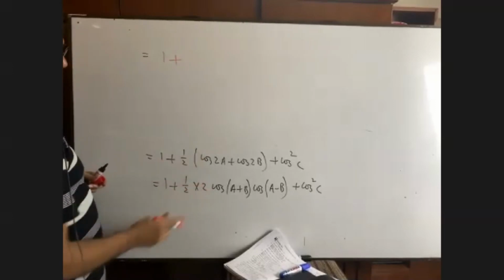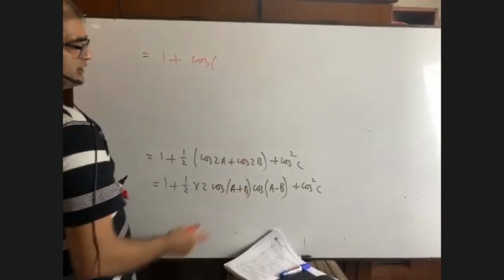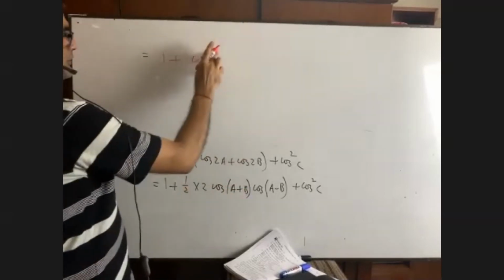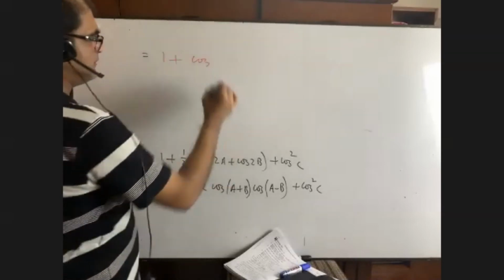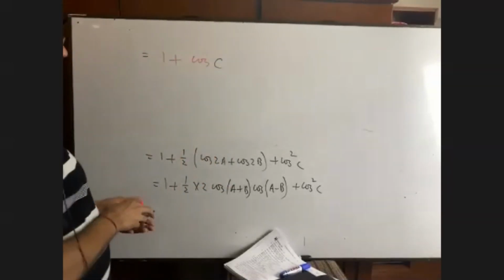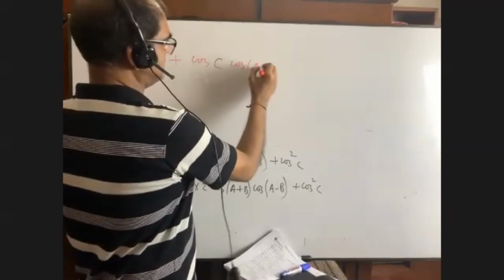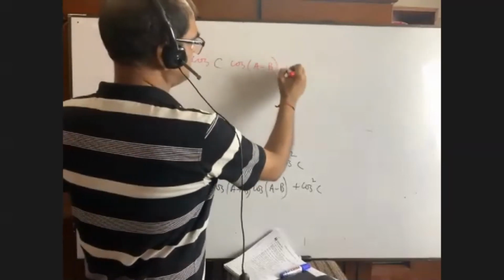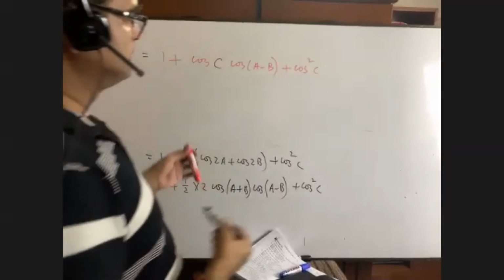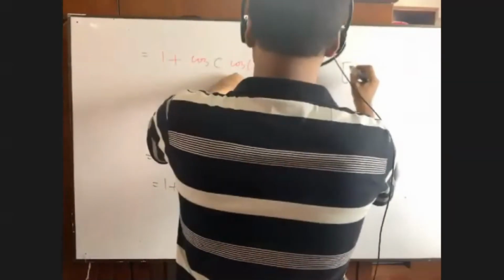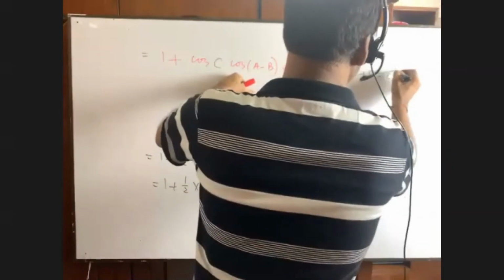Okay, 2 will be omitted. So we'll be left with cosine. What is the value of A plus B? Just let me know. So C. Yes, you're right. The value of A plus B is C. Now you see cosine (A minus B) plus cos square C. Of course, we must have here the justification, that is A plus B is equal to C as given.